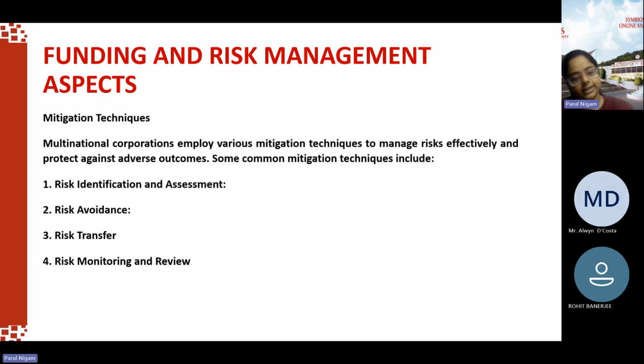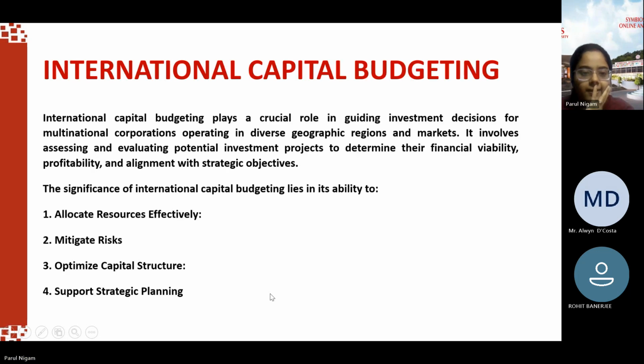Okay, so that's a cyclical process: risk identification, assessment, then making measures for risk avoidance and risk transfer. Then in the fourth step you will again monitor the risk and review it. Okay, so that is your mitigation techniques. Fine. Then the next is your international capital budgeting. Now that's another topic in itself.